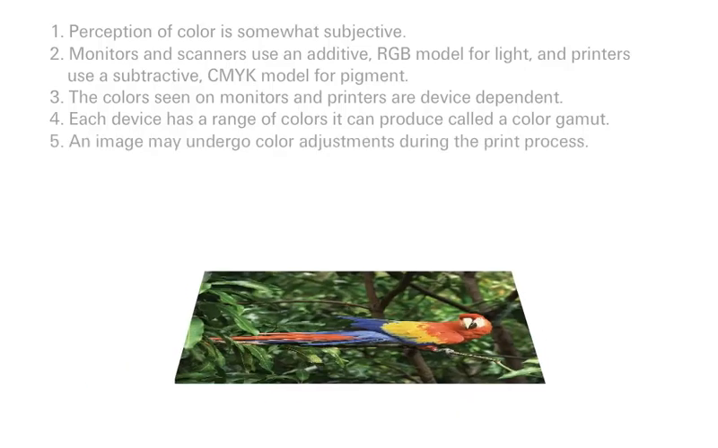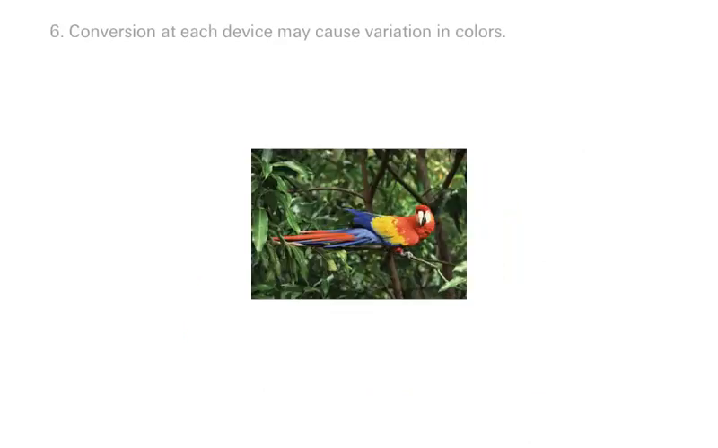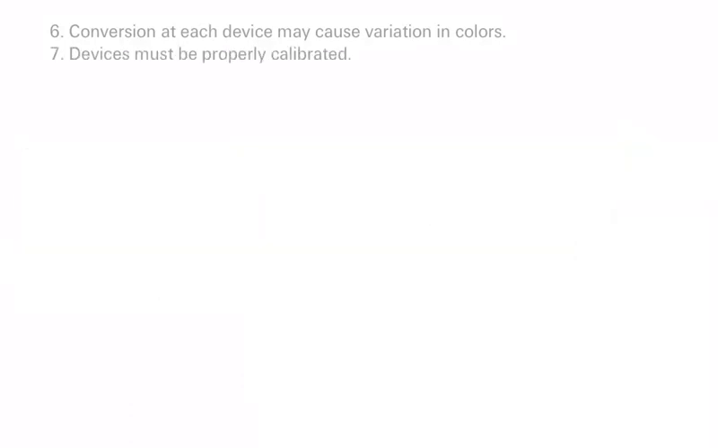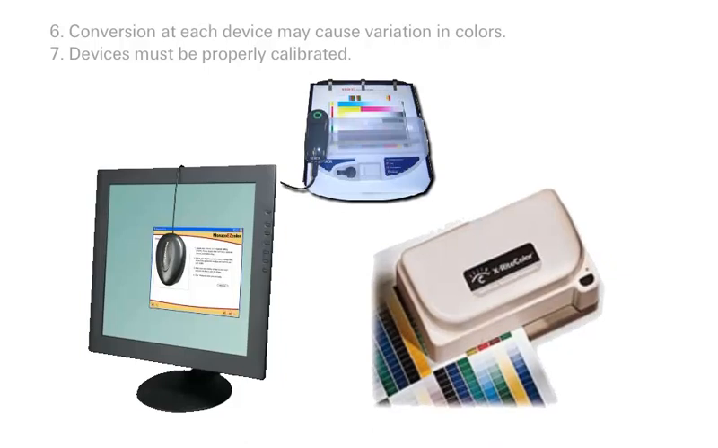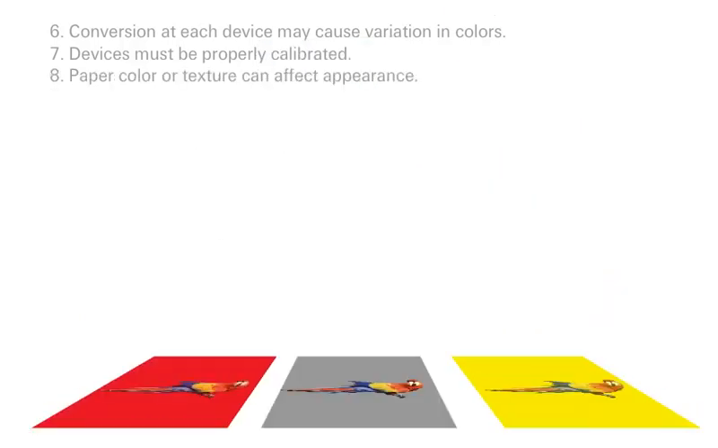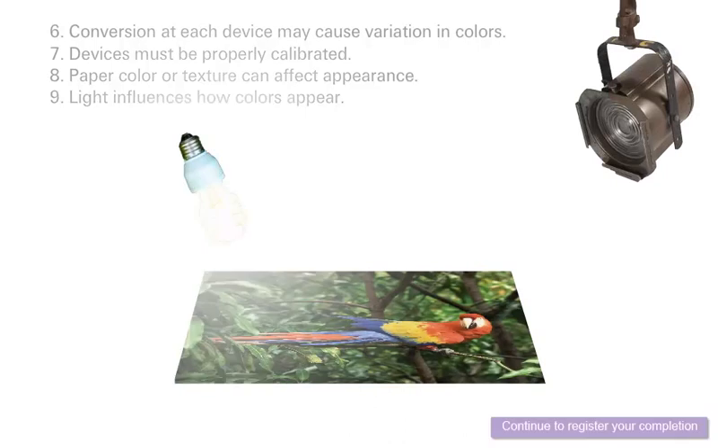An image may undergo color adjustments during the print process. The conversion of an image's color data for each succeeding device in the production print process may cause variation from the original colors. One of the places this happens is at the RIP. The devices in the printing process have to be properly calibrated so that they consistently yield their intended color output. The paper color or texture can affect the appearance of color images and the color of text on the page. And the light of the surrounding area influences how the colors appear to us.